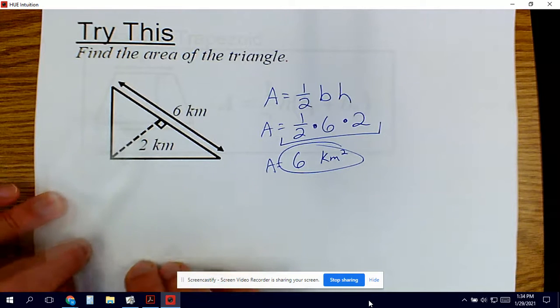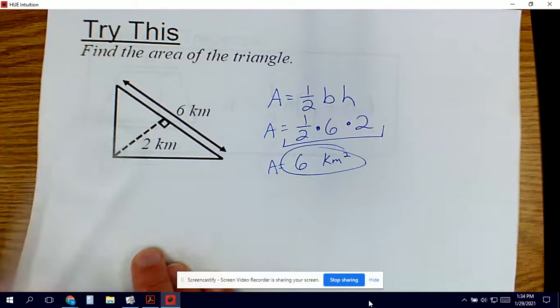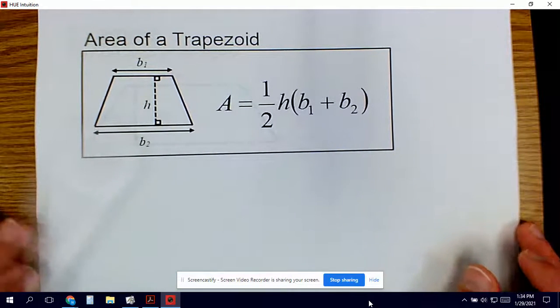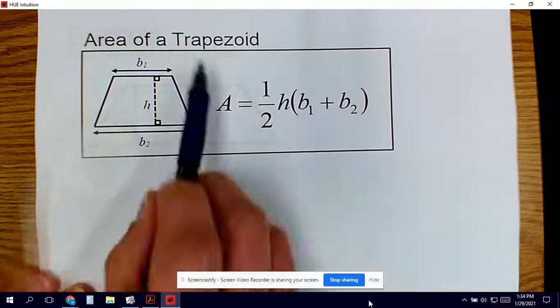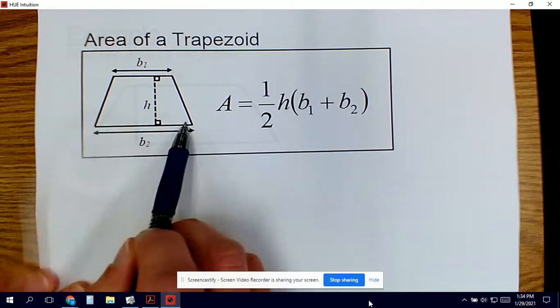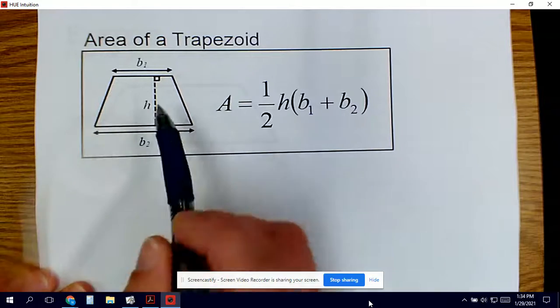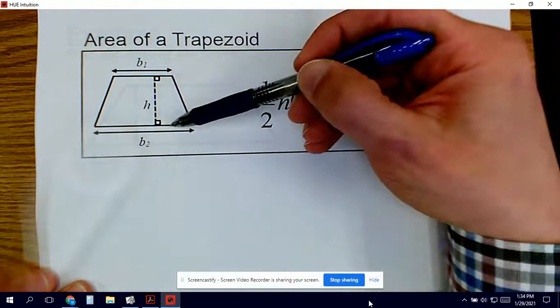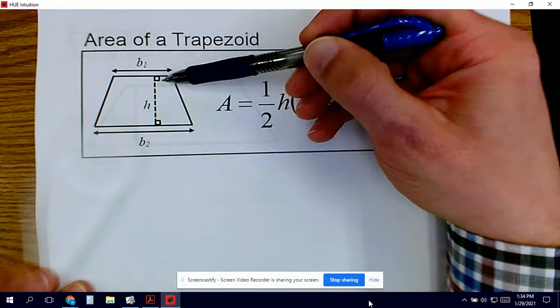Okay, final regular polygon of 6th grade. We need to be able to calculate the area of a trapezoid. So a trapezoid is a quadrilateral, meaning it has 4 sides. And to be a trapezoid, you need opposite sides that are parallel to each other. In this case, the way this trapezoid is oriented, the parallel sides are the top and the bottom.